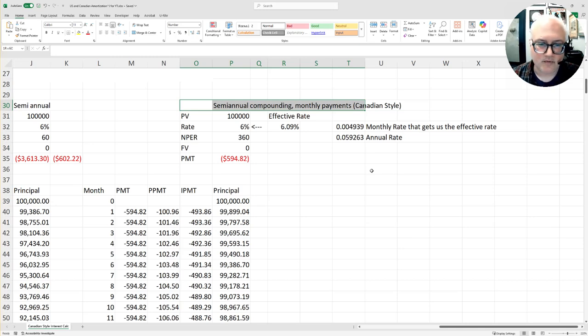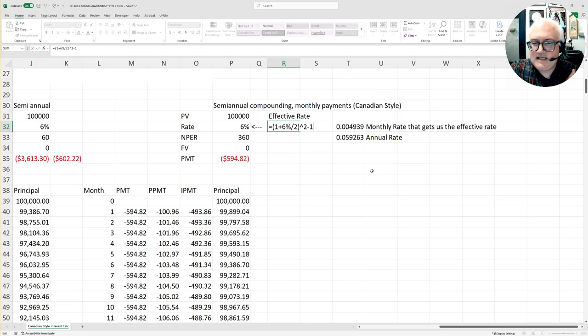This is what we do. First, 6% per year is 6.09% per year if there's semi-annual compounding. This is 1 plus 6% divided by 2, to the second power, minus 1. In other words, 6% per year effectively is an interest rate of 6.09% if we do 2 payments per year instead of 1.